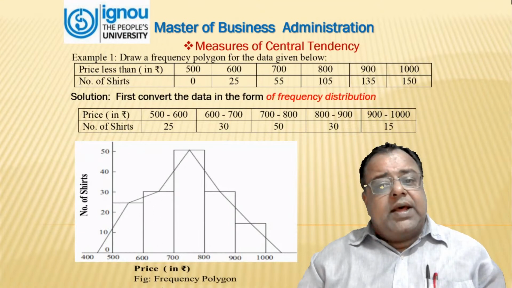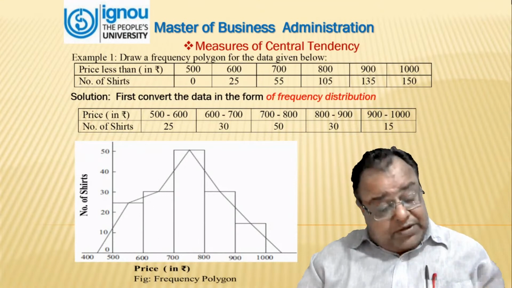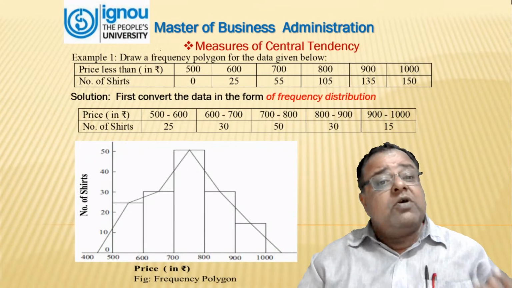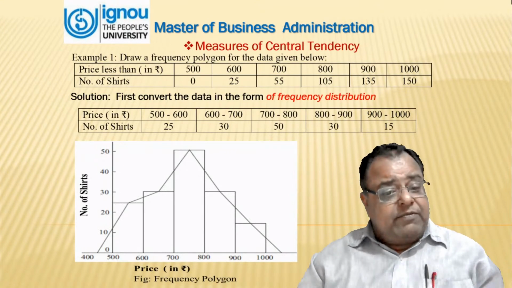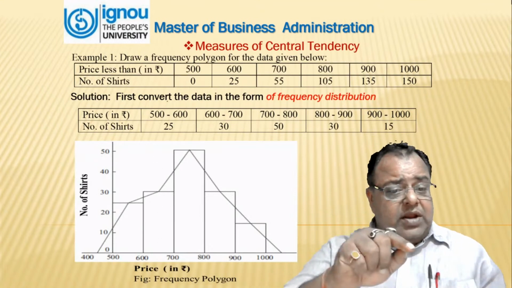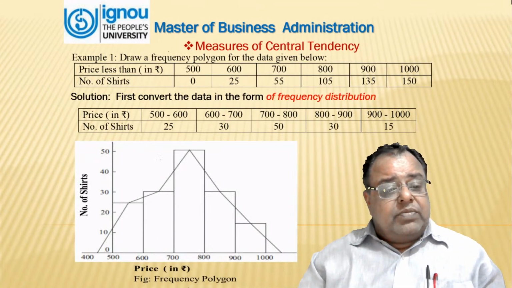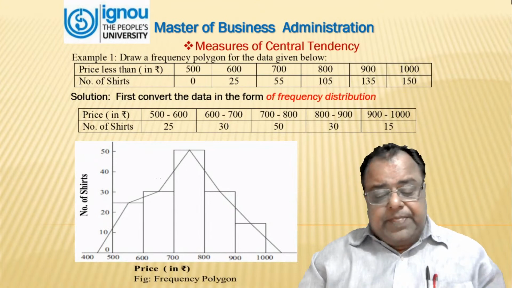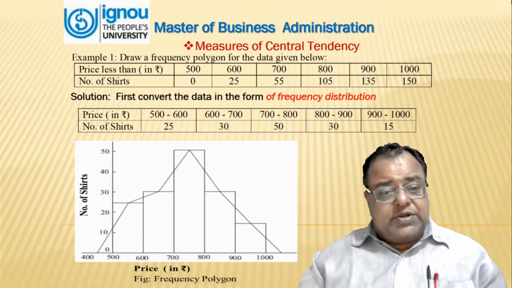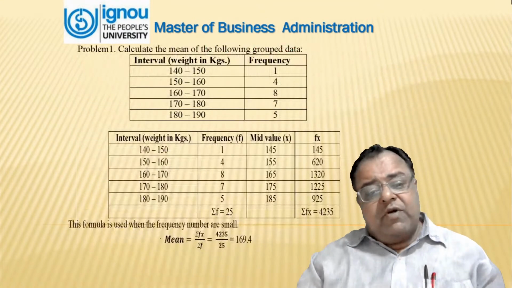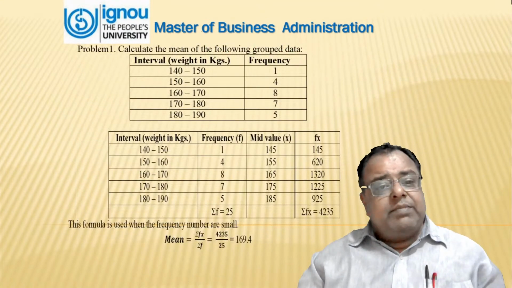We have drawn histograms, but the question was related to the frequency polygon. That means we will be joining the center values of these histograms at the top, and we will get a curve, which is shown in the solution. Now we move on to calculate the mean.